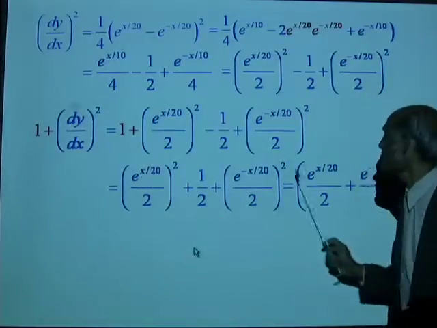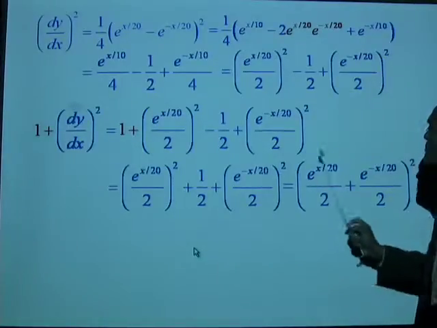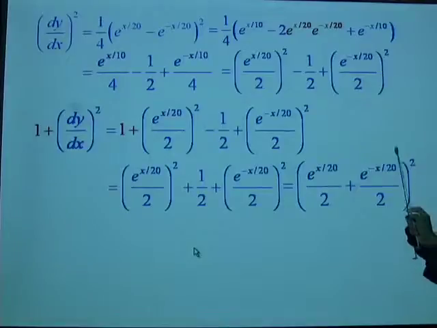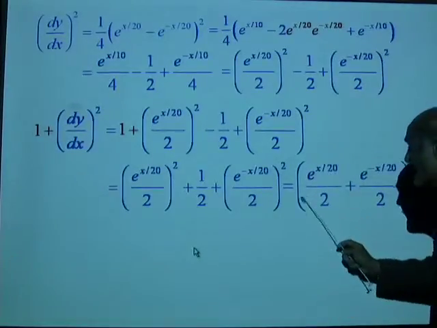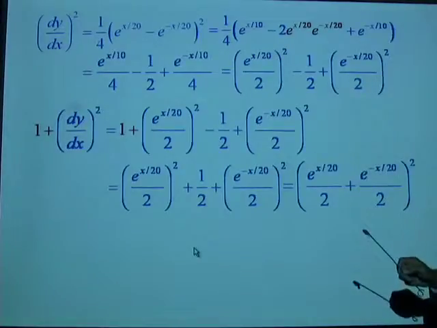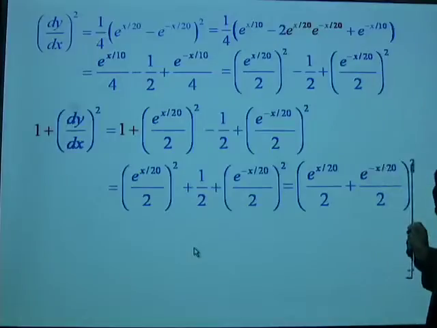Our a is e to the power of x over 20 over 2, plus our b is e to the power of negative x over 20 over 2, and this quantity raised to the power of 2. Now, if you have difficulty, try and expand it. This will be a squared plus 2ab plus b squared. Is that right? Now, let's expand the right side.